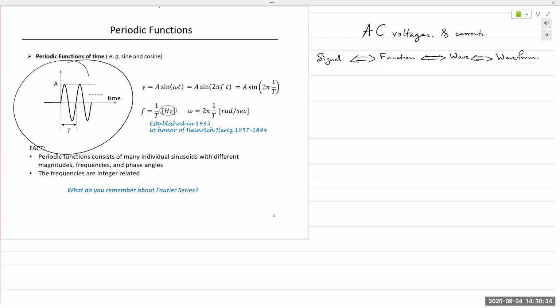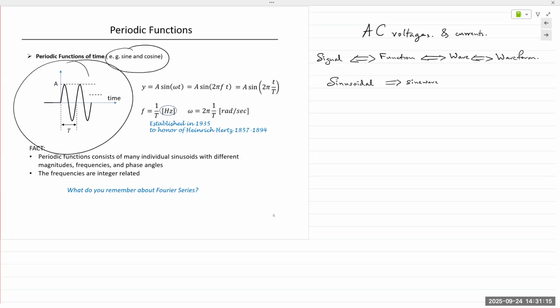If it looks like a rectangular wave, we call it a rectangular wave. If it looks like a sinusoidal waveform, we call it a sine wave. Sinusoidal is spelled like this. Sinusoidal. Mathematically represented by the functions sine and cosine. So sinusoidal functions are sine waves, mathematically represented either with a sine or a cosine function.